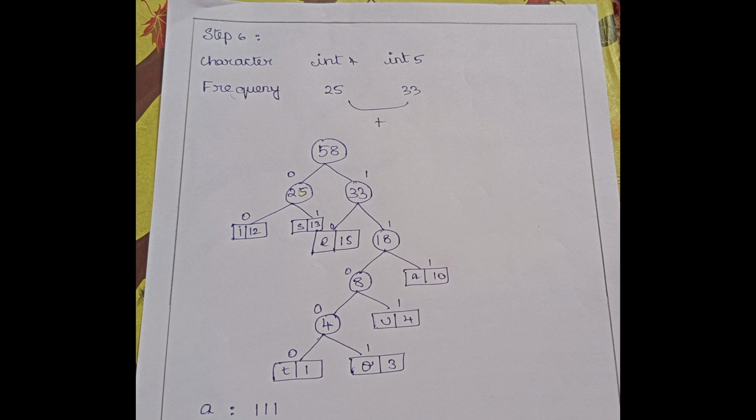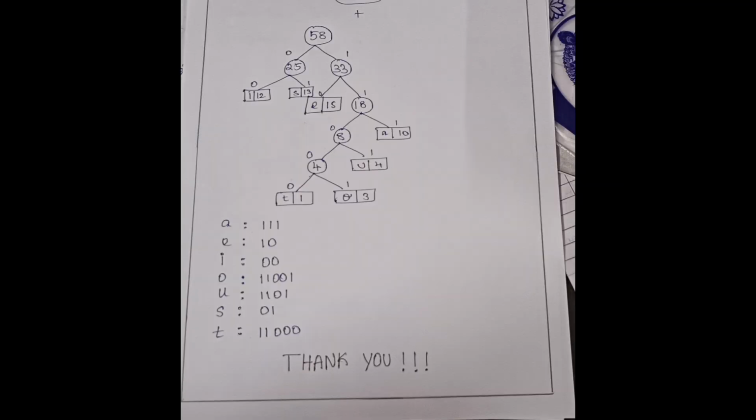Now we have to assign 0 to the left node and 1 to the right node, assigning the values for each and every node. After assigning, we have to write the values for every character. Here, A is created from the right node of 58, and again a right node of 33, and again a right node of 18. So the value is 111.